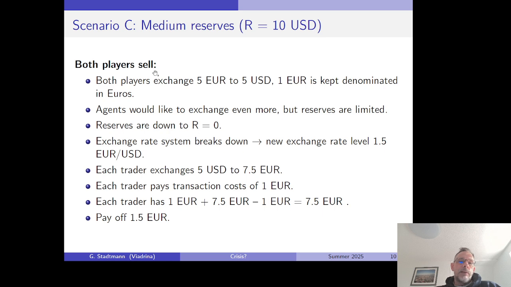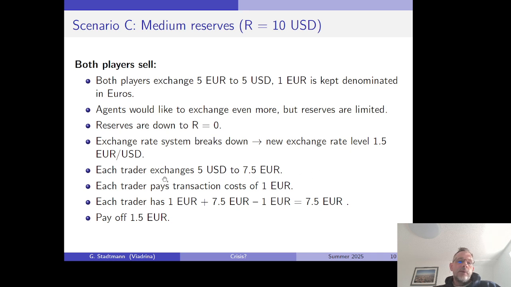If both players sell, we are assuming that both players exchange €5 to $5. €1 is kept denominated in euros. The agents would like to exchange even more, but the reserves of the central bank are limited. The reserves decrease to the level of 0. The central bank switches from a fixed to a floating exchange rate system. So the fixed exchange rate system breaks down and the new exchange rate level is at 1.5 euros per US dollar. The depreciation of the euro takes place.